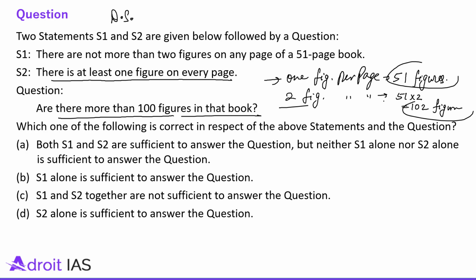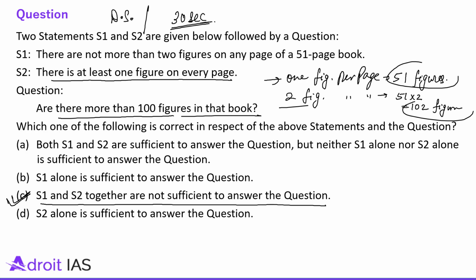So the total number of figures can be less than 100 also, or more than 100 also, right? From these two statements we can't say whether there are more than 100 figures or less than 100 figures. So S1 and S2 together are not sufficient to answer this question. Correct option is C, right? The ideal solving time for this question is around 30-40 seconds maximum, not more than this, right everyone?